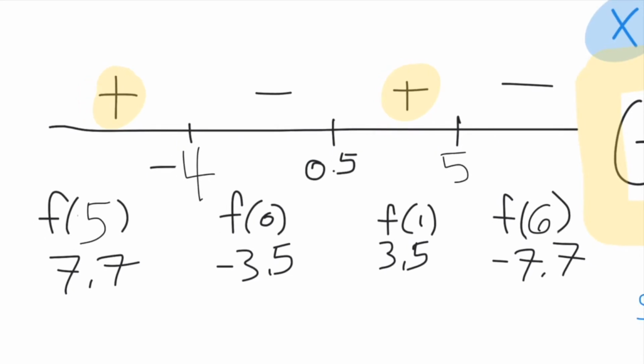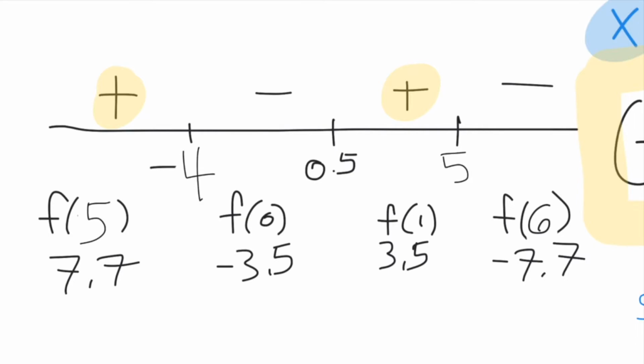Sometimes it's easy to organize yourself in a number line, just because there can be so many critical values. It's easy enough to just draw a line and then mark -4, 0.5, 5, so you keep yourself straight. That means if you have 3 critical values, then you have to test 4 regions.